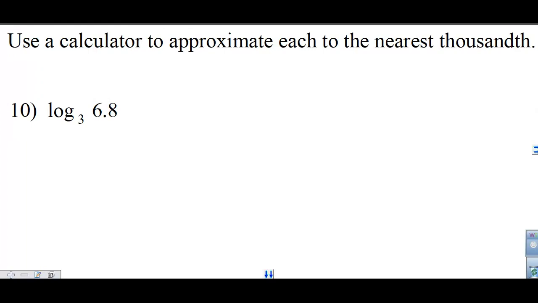Here it is one more time. If I ask the question, 3 to what power will give me 6.8? There isn't a power. So I'm going to use change of base to solve this. If I take log of 6.8 and I divide it by log of 3, we'll get my answer. I need to round my answer to the nearest thousandth.